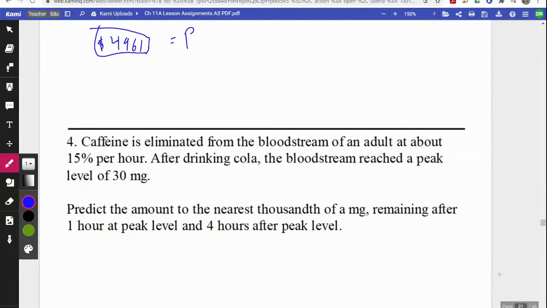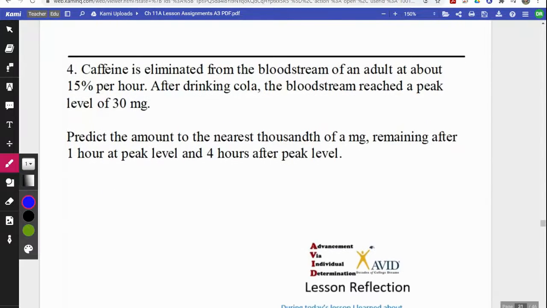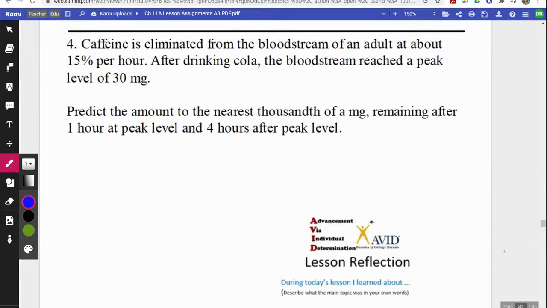Another situation, and this will be the last example, is substances being eliminated from our bodies. Let's say at a percent rate. Caffeine is eliminated from the bloodstream of an adult at about 15% per hour. After drinking cola, the bloodstream reached a peak level of 30 milligrams. Predict the amount to the nearest thousandth of a milligram remaining after 1 hour at a peak level and 4 hours at a peak level.